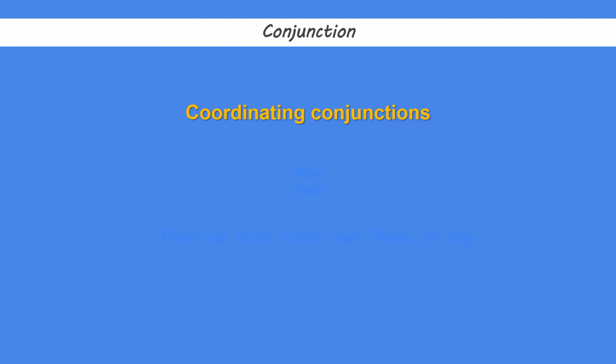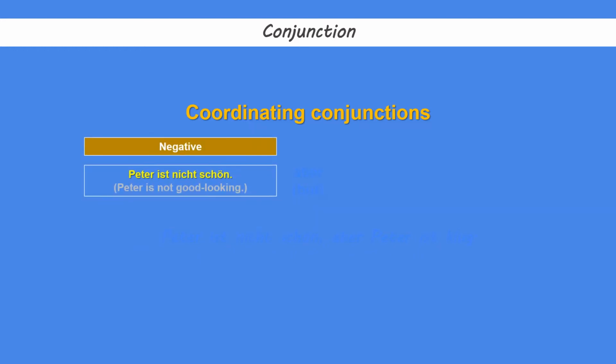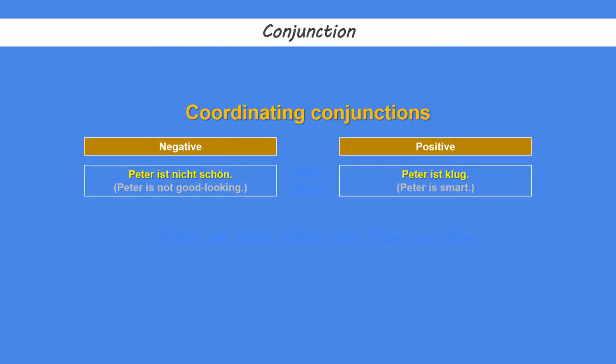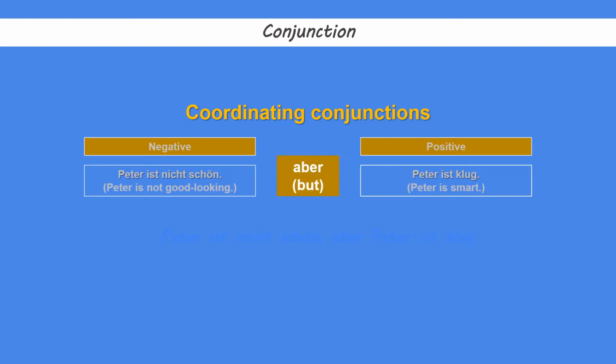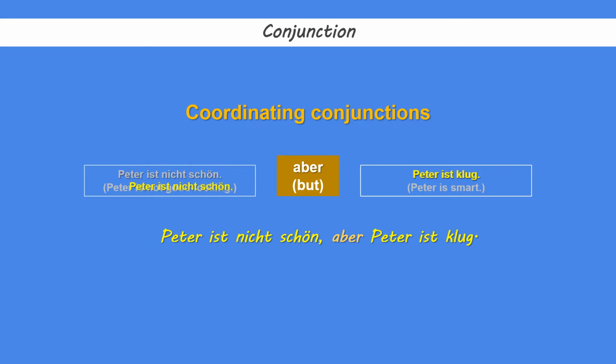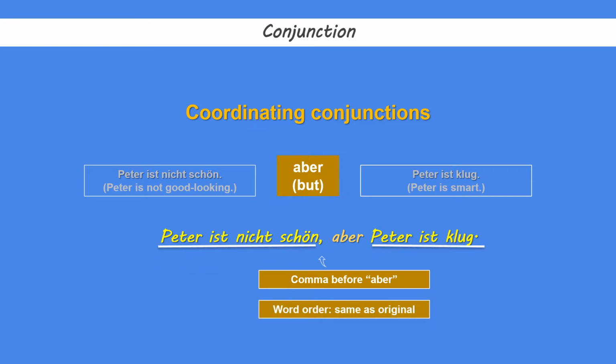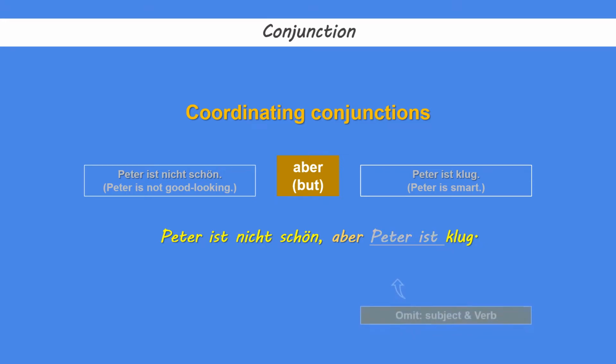Peter ist nicht schön. Peter is not good looking. Peter ist klug. Peter is smart. Peter ist nicht schön, aber Peter ist klug. Peter ist nicht schön, aber klug.